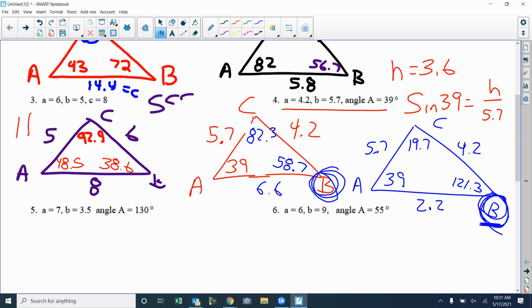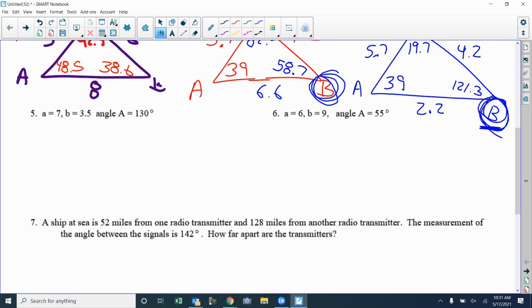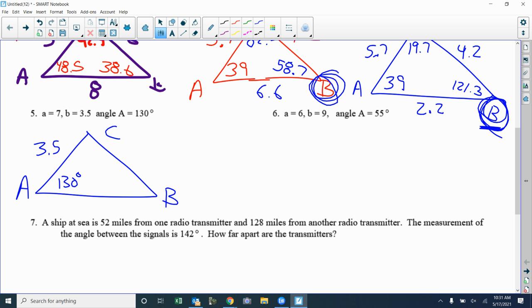All right, down the stretch we go, two more to go. Here we go. Just like we have been, attacking them all the same, A, B, and C, 130 degrees here, across from B, 3.5, across from A is 7. Again, another side angle, ambiguous case.